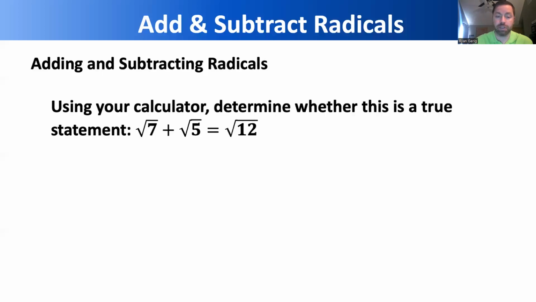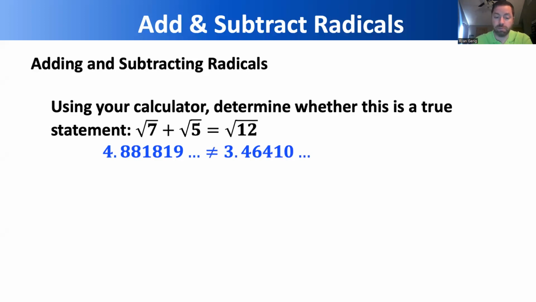Adding and subtracting radicals. A lot of people think, oh, the square root of 7 plus the square root of 5, that must be the square root of 12. Well, take a calculator and try that. Do the square root of 7 plus the square root of 5. Hit enter. You should get 4.881819 and so on. Now take the square root of 12 and type it in your calculator. If you do, you should get 3.46410 and so on.